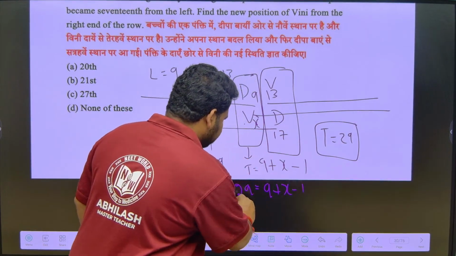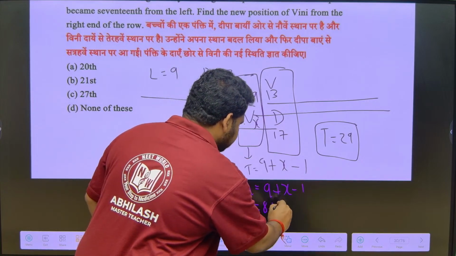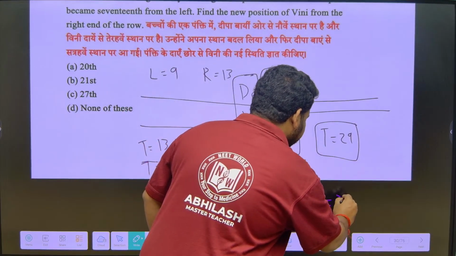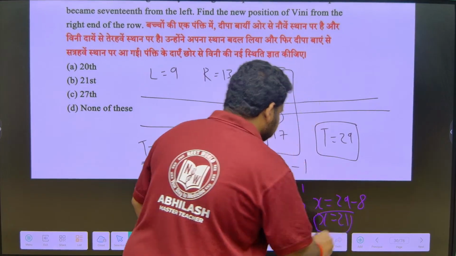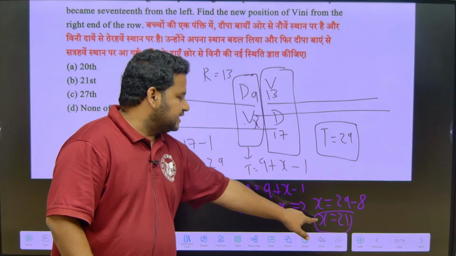So this will become 29 is equal to 9 minus 1, which is 8, plus x. So x will become 29 minus 8. 29 minus 8 is what? We will get 21. So when you get this, directly you should be able to get the answer as x is equal to 21.